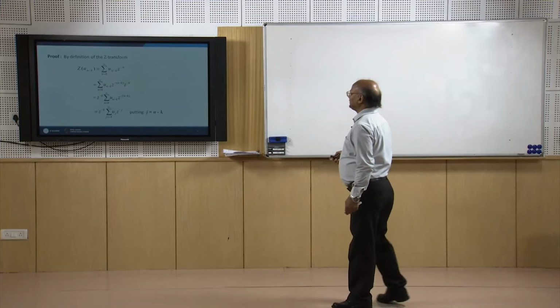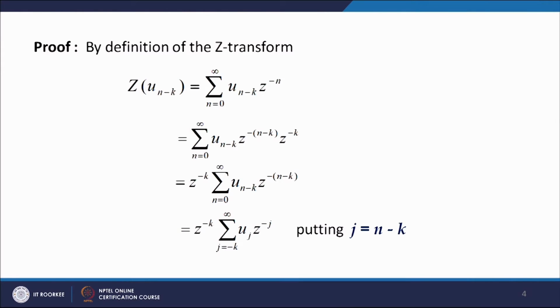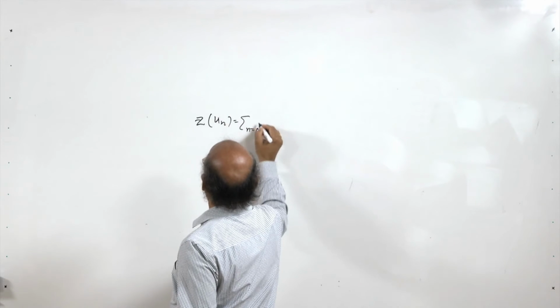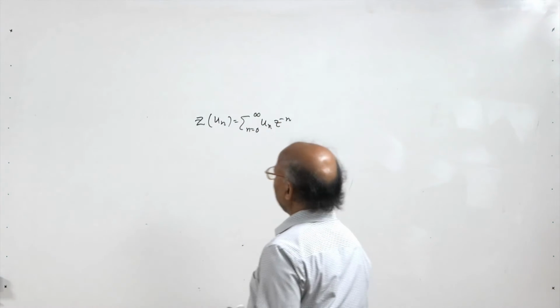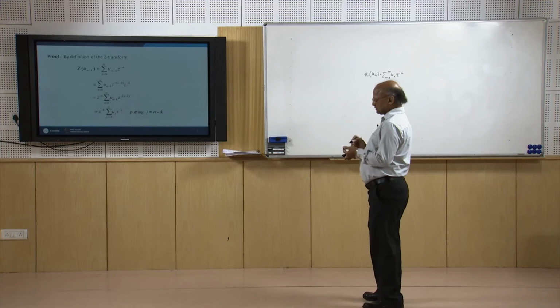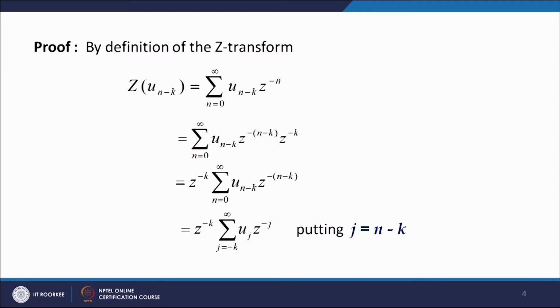Let us see how we prove it. We know that the z transform of u n is the sum from n equal to 0 to infinity of u n z to the power minus n. So apply this definition to the sequence u n minus k. So the z transform of u n minus k is equal to the sum from n equal to 0 to infinity of u n minus k z to the power minus n. Now z to the power minus n we can write as z to the power minus n minus k into z to the power minus k. This z to the power minus k is independent of n, so we can write it outside the summation.